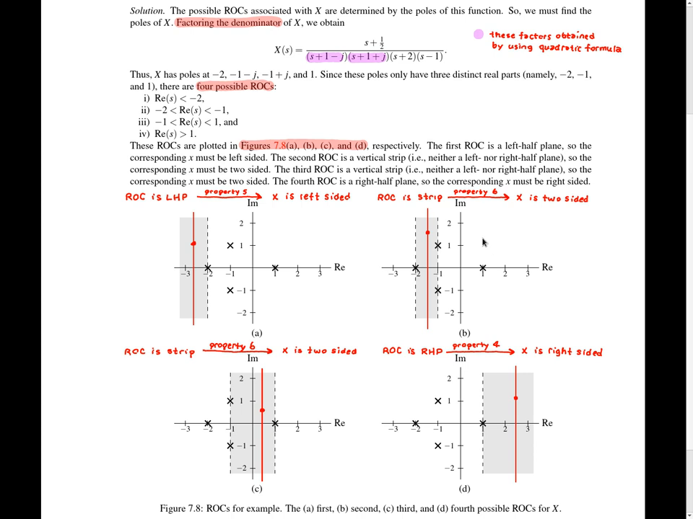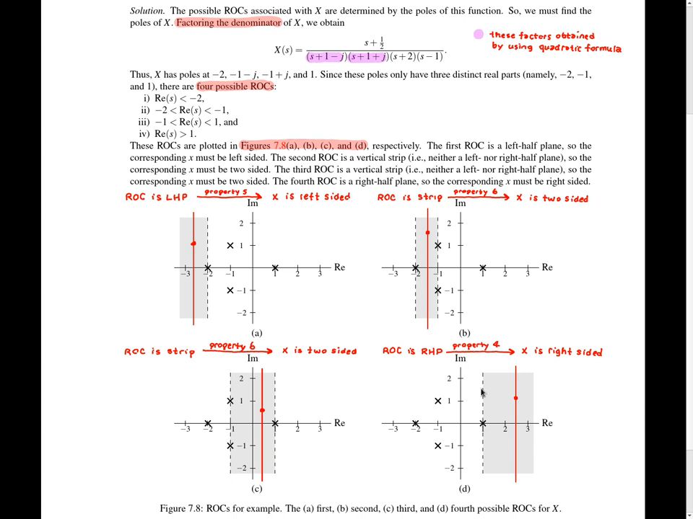Now consider the region of convergence shown in figure B. Clearly this is a vertical strip. Since a region of convergence that is a vertical strip is associated with the Laplace transform of a two-sided function, little x must be two-sided in this case. Now let's consider the region of convergence in figure C. This is also a vertical strip, so by a similar logic, the function little x must be two-sided.